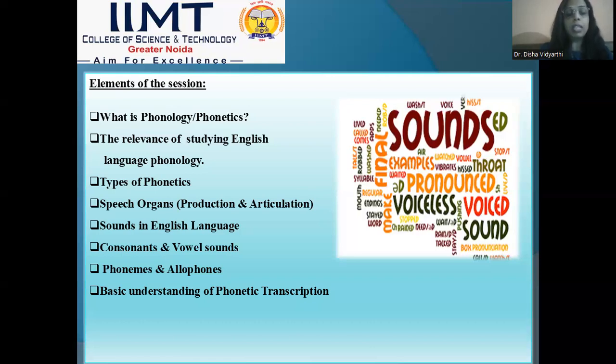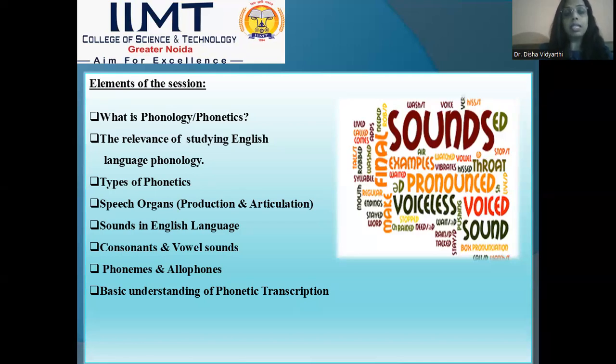Then next, what will be the types of phonetics, for a better understanding of how this system of sound works. So we need to understand the types of phonetics also. Then another point which we will be covering in this session will be speech organs, production and articulation.